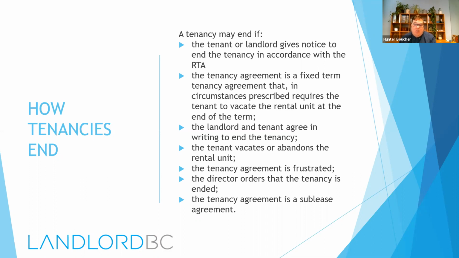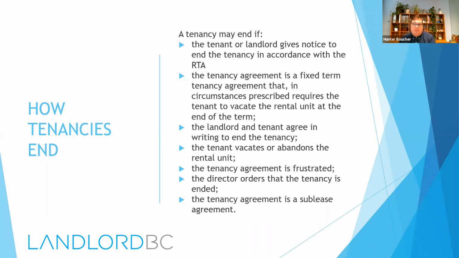This is straight from the Residential Tenancy Act. It says a tenancy may end if the tenant or landlord gives notice to end tenancy in accordance with the Residential Tenancy Act. The tenancy agreement is a fixed-term tenancy agreement that, in the circumstances prescribed, requires the tenant to vacate the rental unit at the end of the term. So we've already talked about that one. It can also end if the landlord and tenant agree in writing to end the tenancy. We'll talk about that in a bit more detail. It can end if the tenant vacates or abandons the rental unit. It can also end if the tenancy agreement is frustrated, or if there's an order from the director.